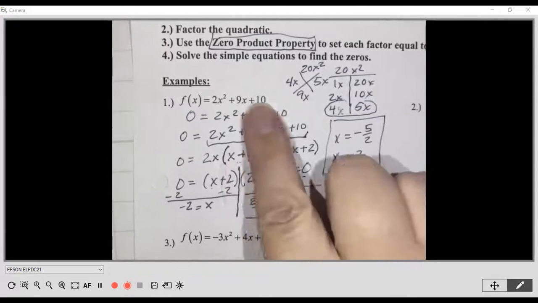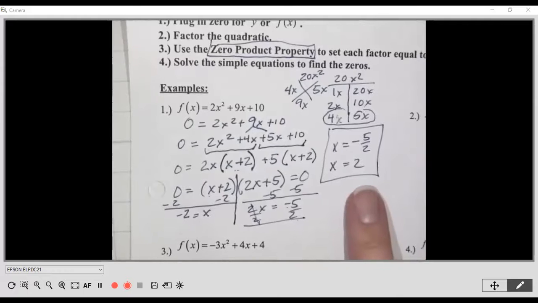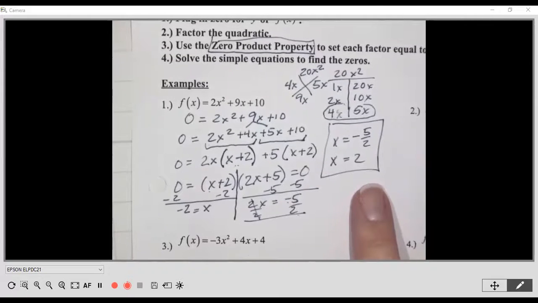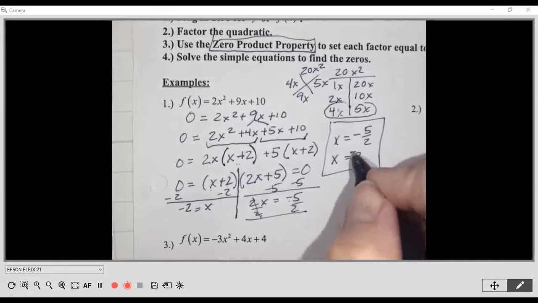Okay, so that's where this quadratic will cross the x-axis. And oops, I forgot the negative right here on the 2. So that was a -2. Don't forget to add that in.